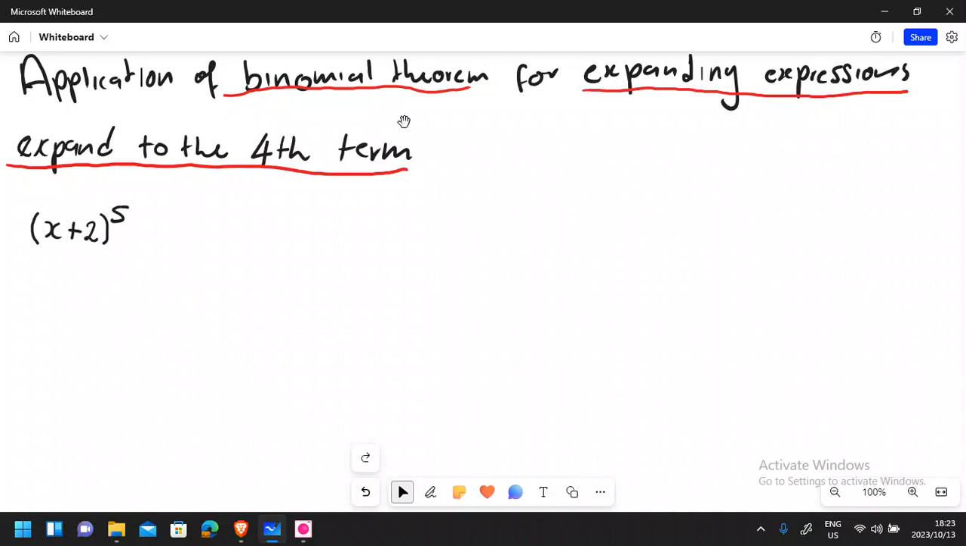Today in this video we'll be applying the binomial theorem to expand the following expression that you see below. The question goes like, expand to the fourth term.